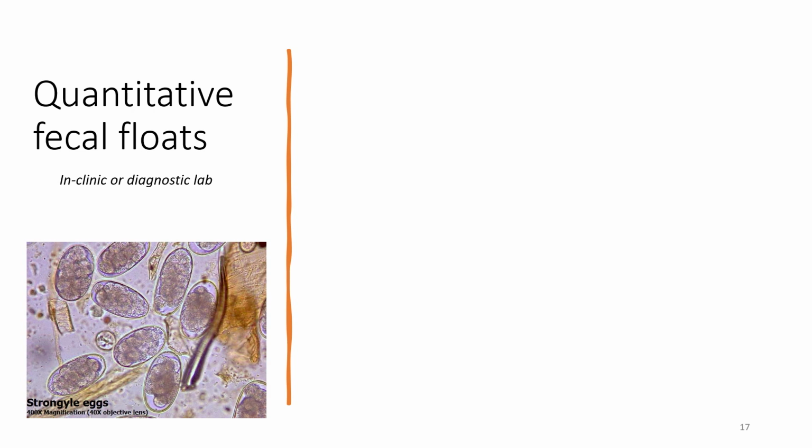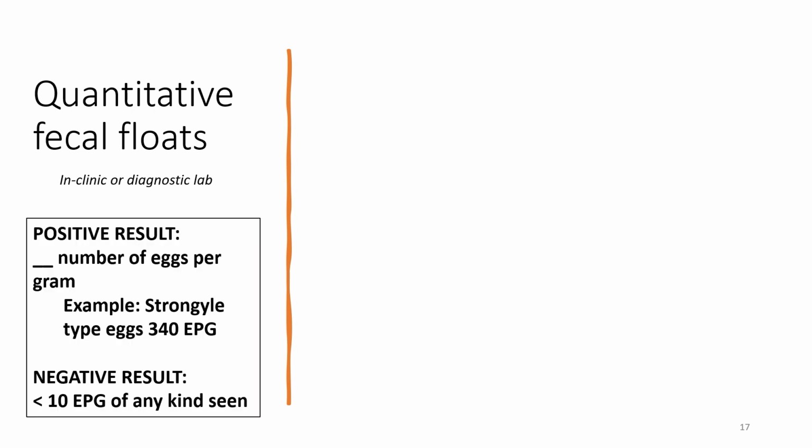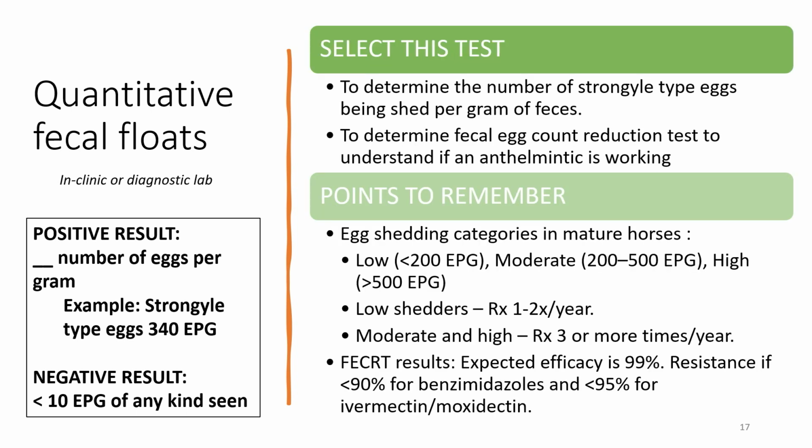Now, animals with known history of strongyle problems, you can do this quantitative fecal float. Again, we are quantitating the number of strongyle eggs per gram of feces, and our sensitivity, again, is 10 eggs per gram, and anything less than 10 eggs per gram, we will not be able to detect. So select this test if you are looking for strongyle type eggs, or if you're trying to do a fecal egg count reduction test to understand if your dewormer is working or not.